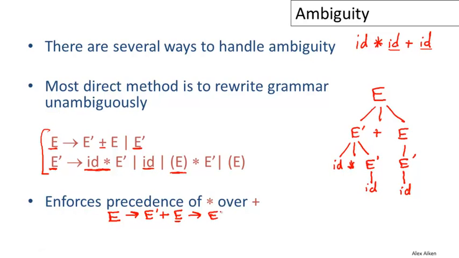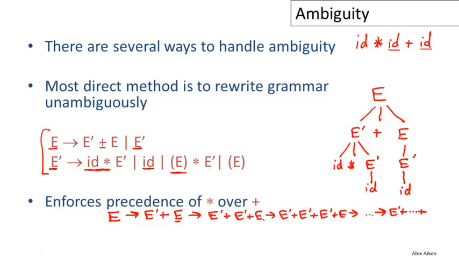Well, we could do it again: E prime plus E prime plus E. And if we do it one more time, we'll have E prime plus E prime plus E prime plus E. And in general, I think you see the pattern. We can generate any number of E primes summed together.